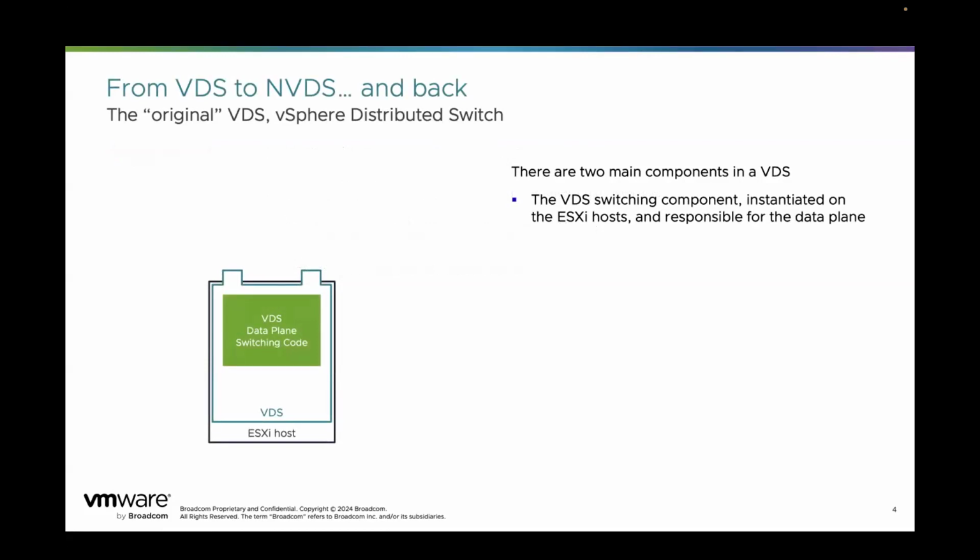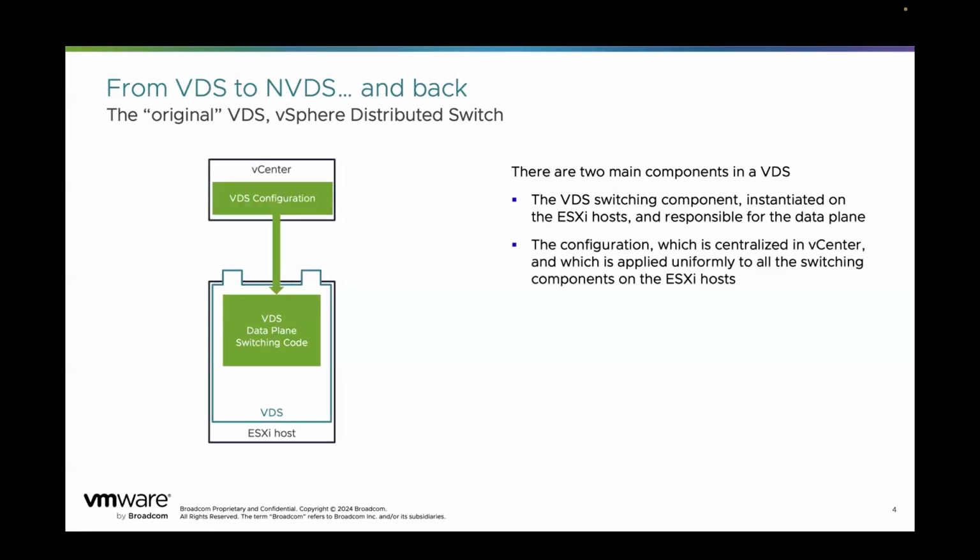There are two main components in a VDS. When you talk about a VDS, we refer to either one without really specifying which one is which, so I would like to focus a little bit on that. There is first a switching component on an ESXi host. This is code that is switching packets on the ESXi host. That's what I will also call a host switch in the rest of this presentation.